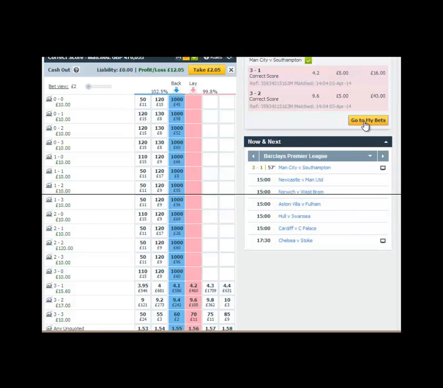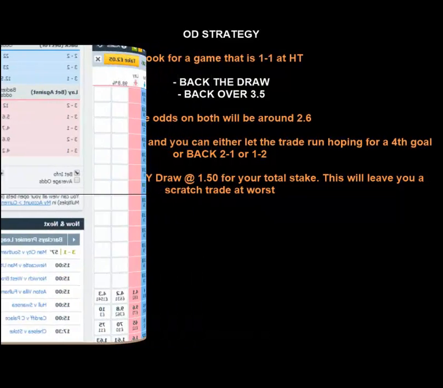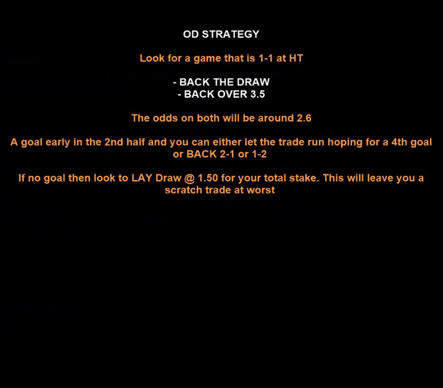And by that lay, I've managed to get about £15 green on that particular market. Now, turning to another strategy, called the OD strategy, where we back the draw and back over 3.5. This is if the draw is 1-1 at half time. We're looking for odds of both markets to be roughly 2.6, if we can possibly get that.